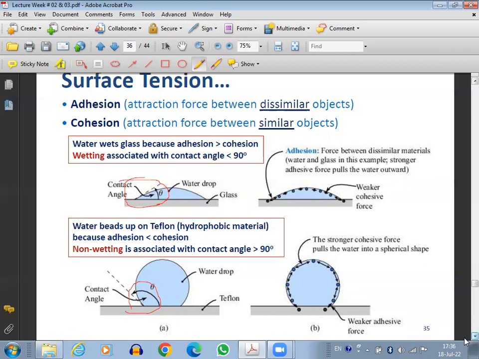So a lot of theoretical questions can come from this slide. What are wetting liquids? What are non-wetting liquids? What is the contact angle for the wetting liquids? What will be the contact angles for the non-wetting liquids? I told you for the wetting liquids, adhesion is more, cohesion is less. For the non-wetting, cohesion is more, adhesion is less. So a lot of short questions can come from here.